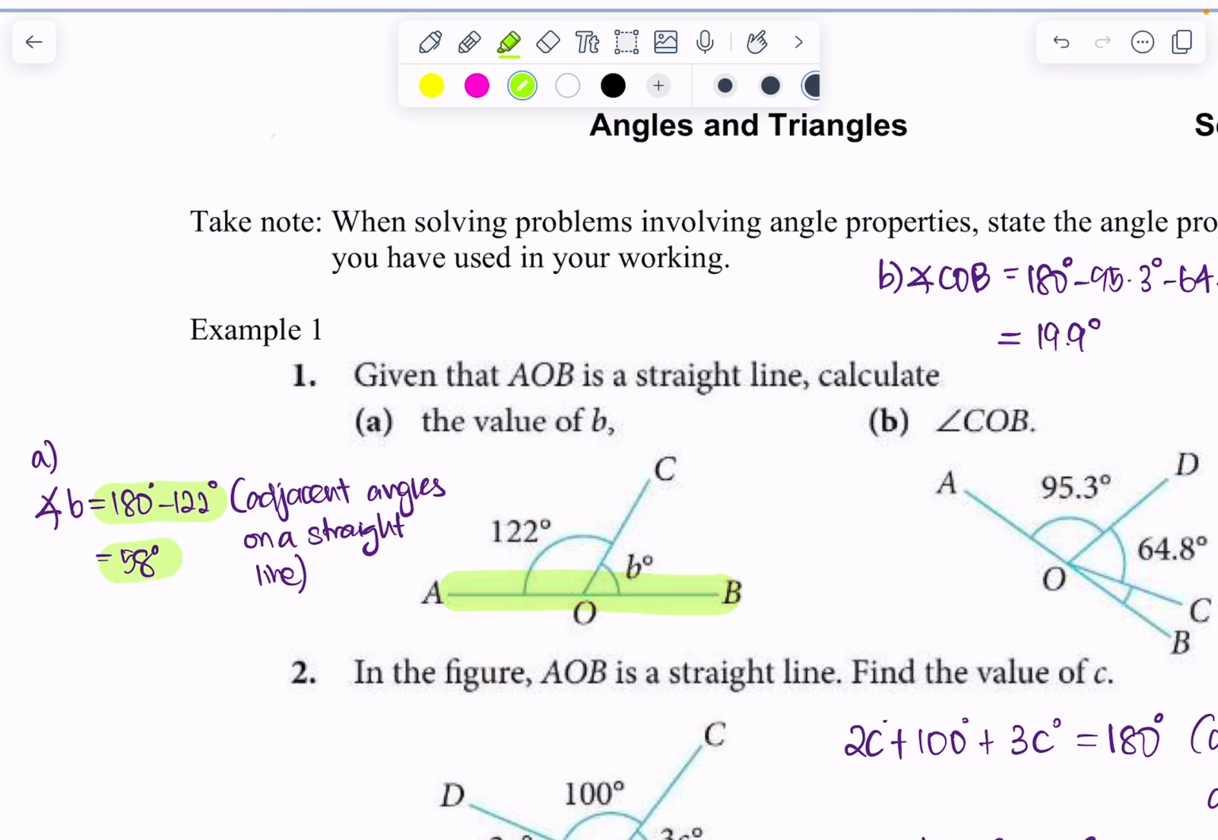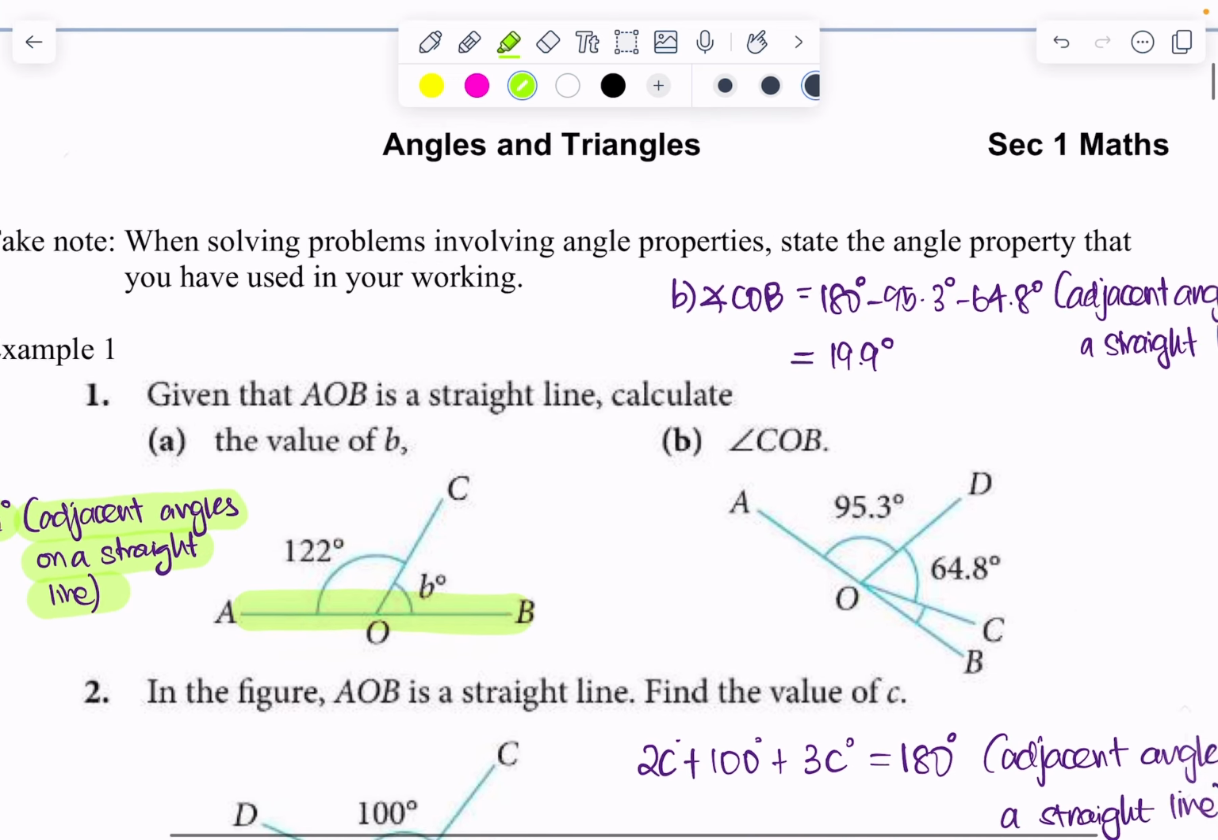Now, other than writing down the working to get the answer, in the step that we wrote 180 minus 122, in brackets, we will need to state the reason or the property that we are using in this question. So in this question, we are using the property adjacent angles on a straight line. Now you notice here I didn't write down supplementary angles, because the reason why we know these are supplementary angles is because in this case the angles specifically lie on a straight line. So in such scenarios we can write down the specific property, which is adjacent angles on a straight line.